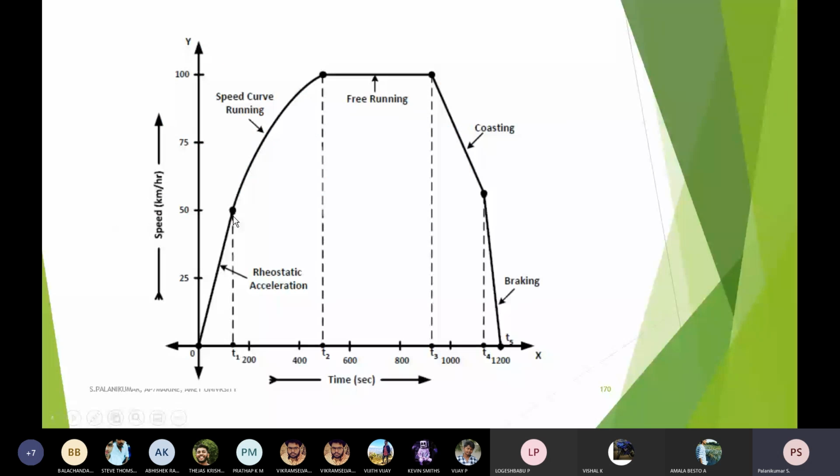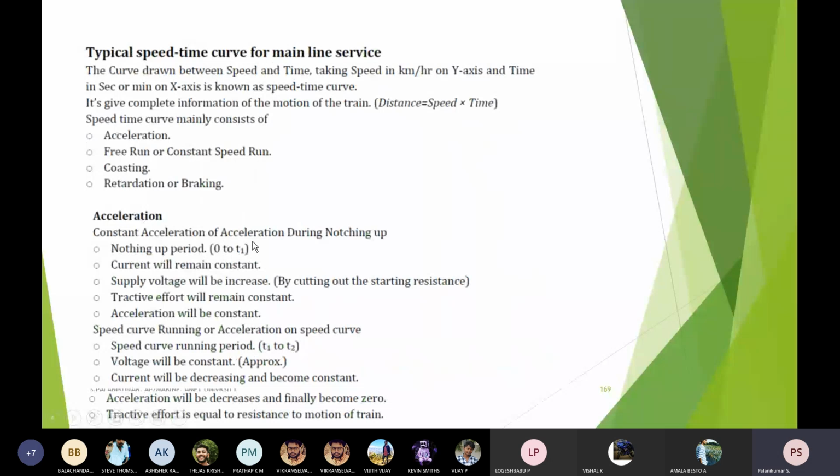So after increasing the voltage, I am stabilizing the voltage at this point. After stabilizing the voltage, I start decreasing the current, and it will reach some constant value of its own. So this is what happens during the acceleration.